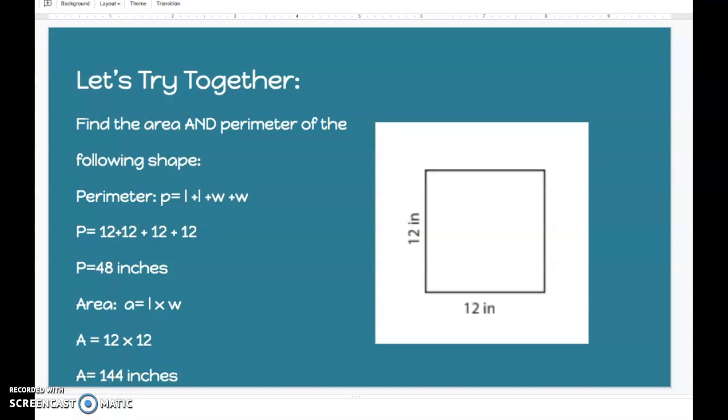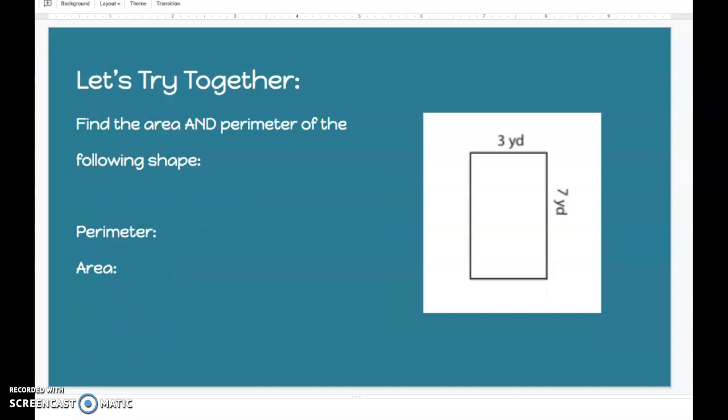Let's try one more together. I want you again, fourth graders, to pause the video and try to find the perimeter and the area of this shape. When you're ready, press play.